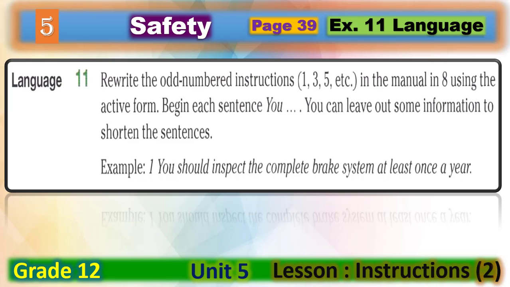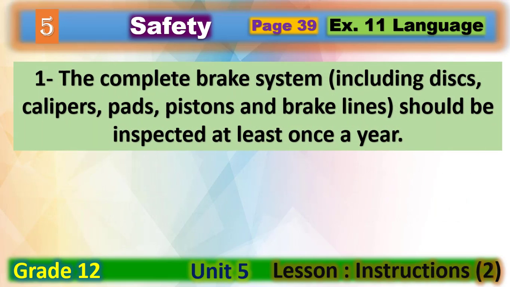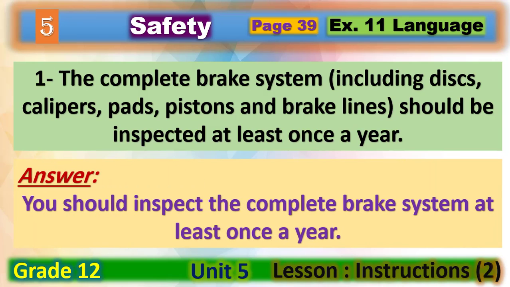The answer to sentence number 1 is you should inspect the complete brake system at least once a year. This is the first sentence. The complete brake system, including discs, caliper, pads, pistons, and brake lines, should be inspected at least once a year. What did we do in the sentence? Yes, excellent. The sentence should be, you should inspect complete brake systems at least once a year. So you have to begin the sentence with the words you should.